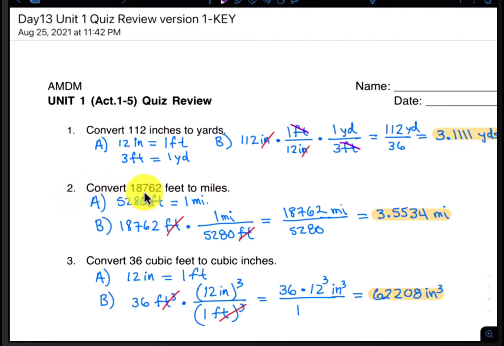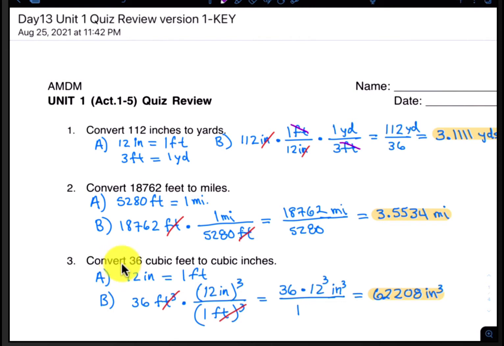Problem number 2 says to convert 18,762 feet to miles. In section A, we have the conversion that we need, and that's that 5,280 feet is 1 mile. In section B, we start with what's given, which is 18,762 feet, and we multiply that by the conversion factor of 1 mile over 5,280 feet. And the feet cancel. And then that is equal to 18,762 times 1, which is still 18,762 miles, divided by the 5,280, and that comes out to be 3.5534 miles.